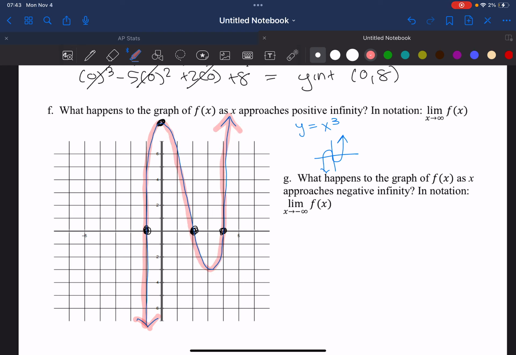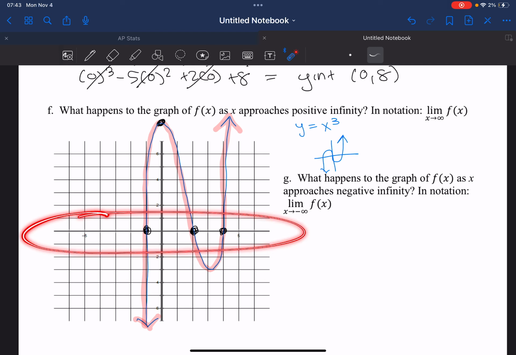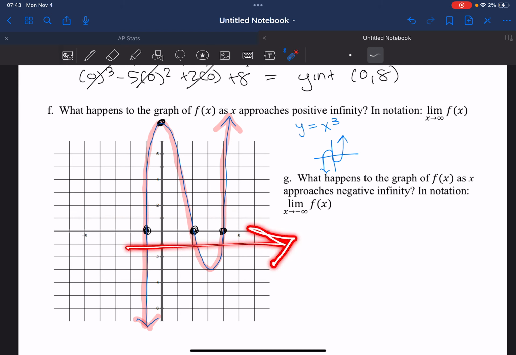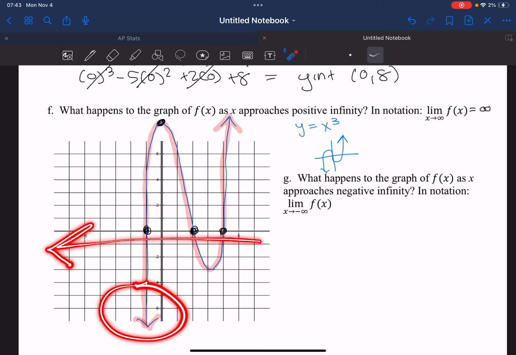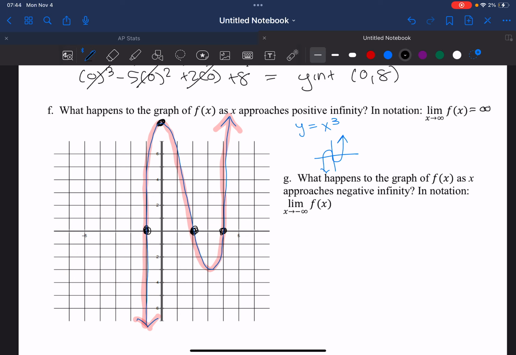From here it says, what happens to the graph as x approaches positive infinity? Well, our x-axis is this horizontal line here, and positive infinity is going to the right. So as this function is going to the right, looking at this endpoint here, we see that our function is going up towards positive infinity. So our answer is equal to infinity. Now it's saying what happens if x is approaching negative infinity. So as we go to the left, looking at this endpoint here, we see that it's going down towards negative infinity.